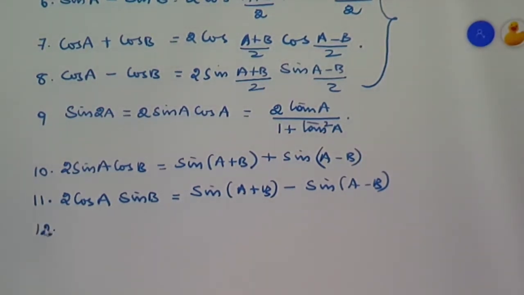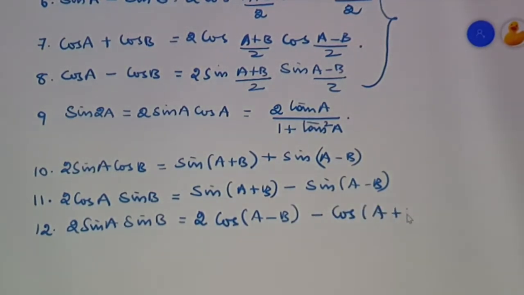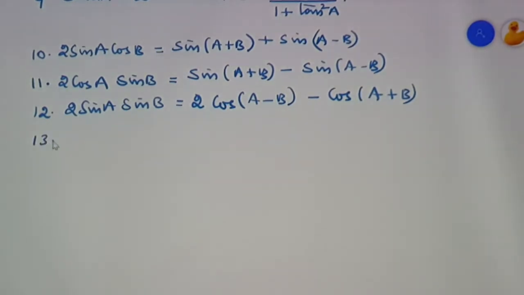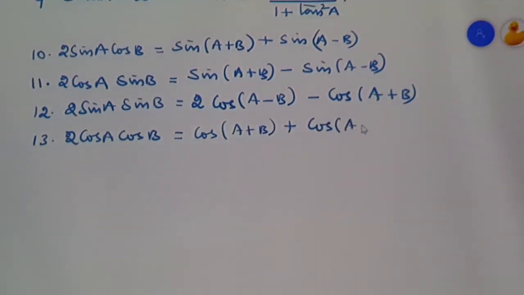Similarly, the next one, 12: 2 sin A sin B. What is that? 2 sin A sin B is cos (A minus B) minus cos (A plus B). Then formula number 13: 2 cos A cos B. 2 cos A cos B is equal to cos (A plus B) plus cos (A minus B).